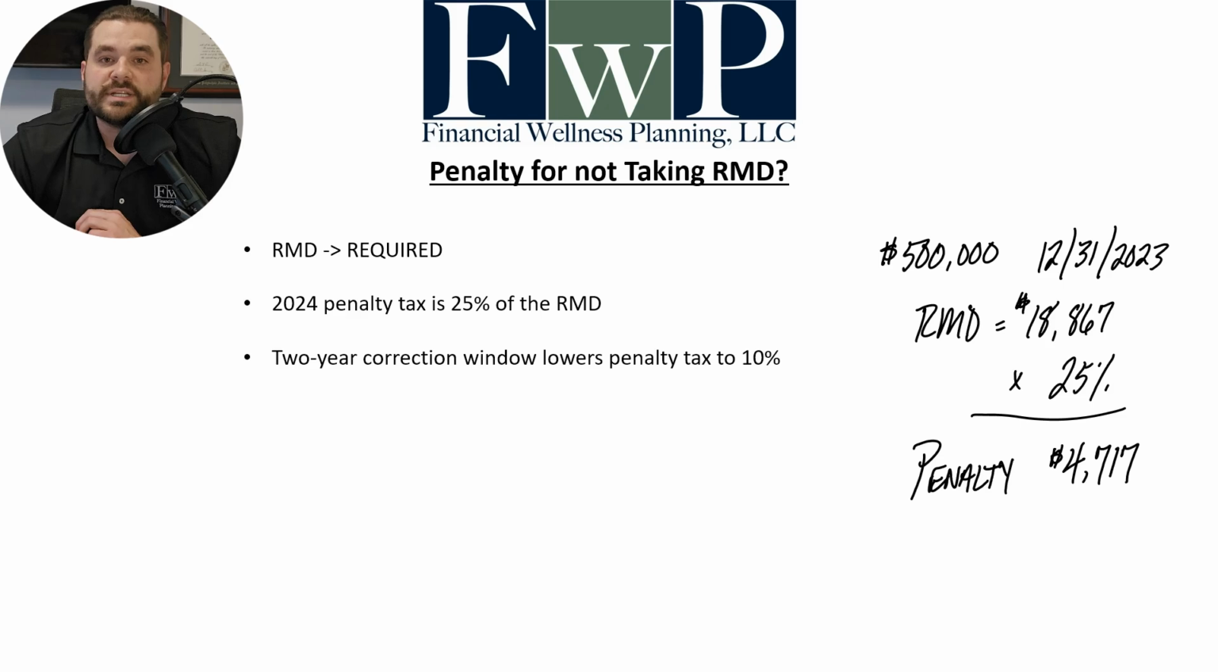Now keep in mind, there is a 2-year correction window. If you don't take out enough money from your pre-tax retirement accounts, you do have 2 years to correct that. The penalty, if you do take out the correct amount, is only 10%. So even if you miss taking out the correct amount from your pre-tax accounts, you can reduce that penalty down to only 10% as opposed to the 25%.